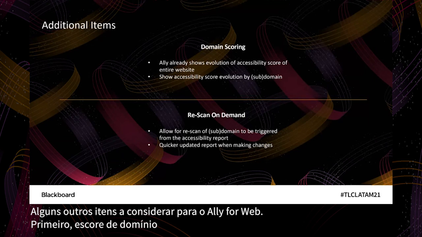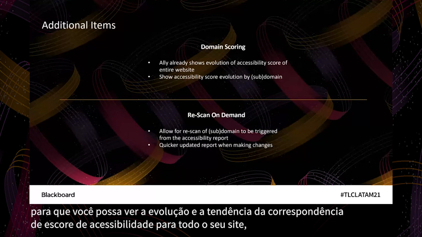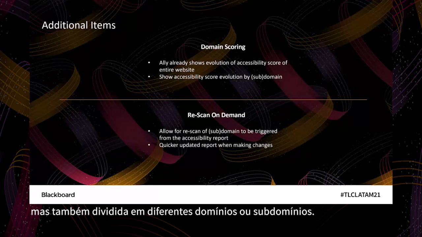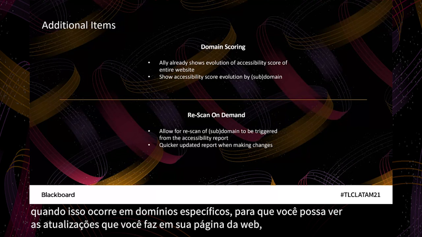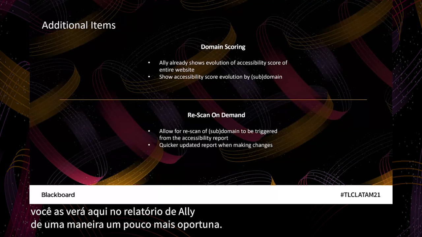A few other items to mention for Ally for Web. First, domain scoring. So you'll be able to see the evolution and trend of the accessibility score, not just for your entire website, but also split into different domains or subdomains. And then second is rescan on demand, which gives your institution some more control on when content scanning occurs for specific domains. So when you make updates to your web page, you'll see them appear in Ally's reporting in a little bit more of a timely fashion.